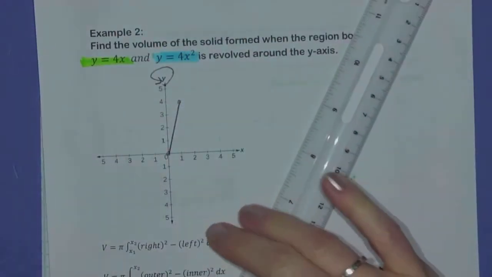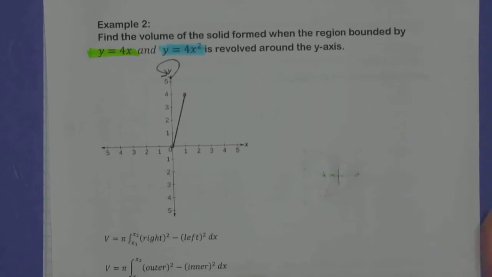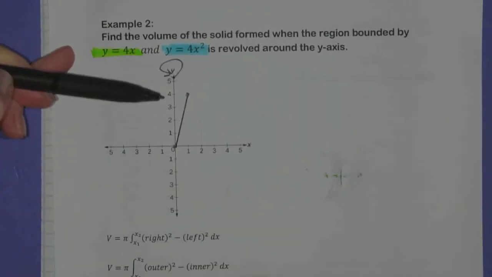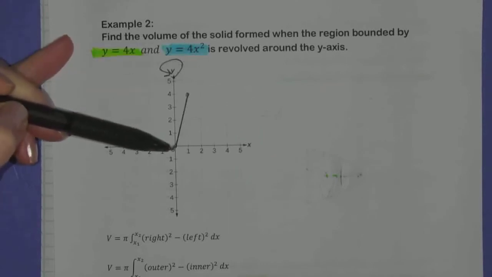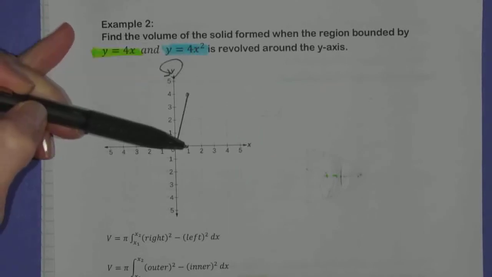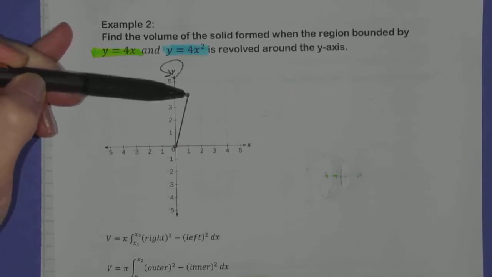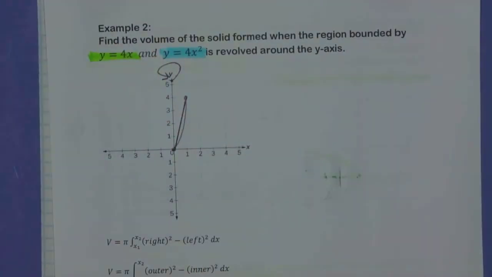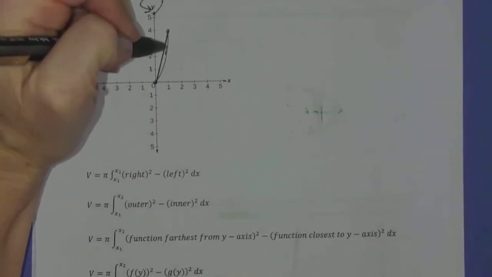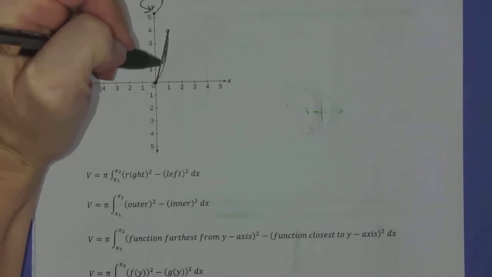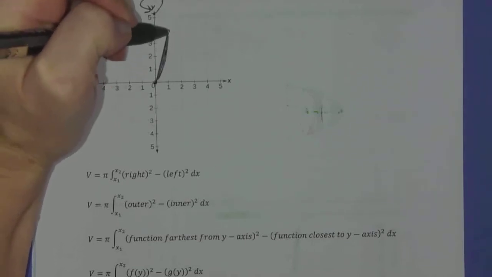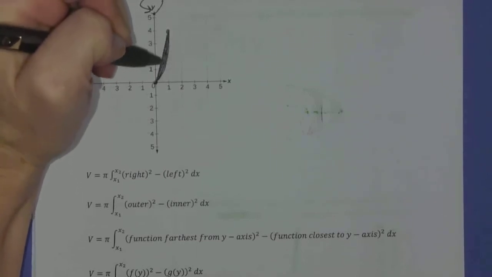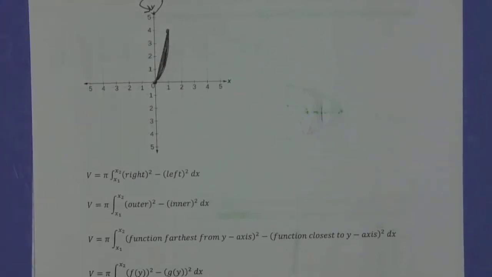I'm already looking ahead at my blue here. 4x squared is just going to be a skinny little quadratic function whose vertex is at the origin. And if you look here, when x is 1, my y value is also 4. So this quadratic is going to kind of do this. It's going to be really skinny, it almost looks like leaves on a flower stem. Okay, so there you have that.